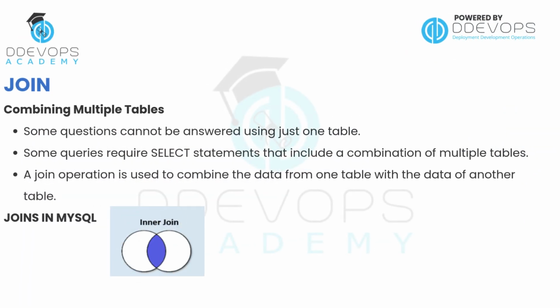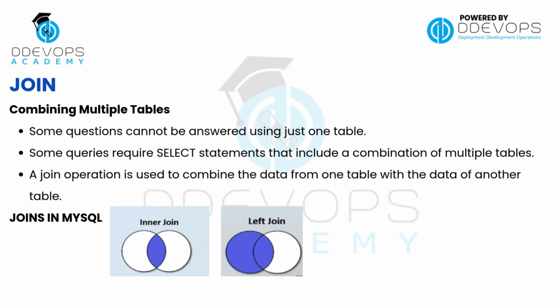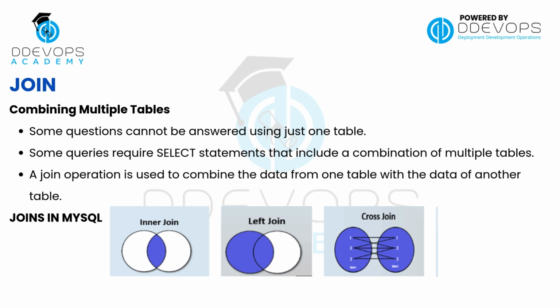SQL joins, essential for combining data across multiple tables. When one table isn't enough, joins help us answer complex questions. INNER JOIN returns matching rows from both tables. LEFT JOIN keeps all rows from the left table, even if there's no match. RIGHT JOIN does the same for the right table, and CROSS JOIN pairs every row from one table with every row from another. These joins unlock the full power of relational databases.